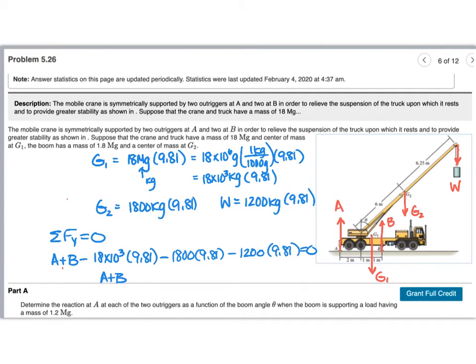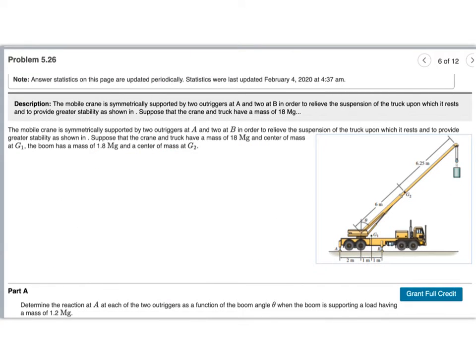A plus B equals 2.06 times 10 to the 5th newtons. That's something that we can use later. So this is an expression that we can come back to. Now, if I want to find these forces A and B, the way to do those is by looking at moments about a point. So I'll go to the next slide.